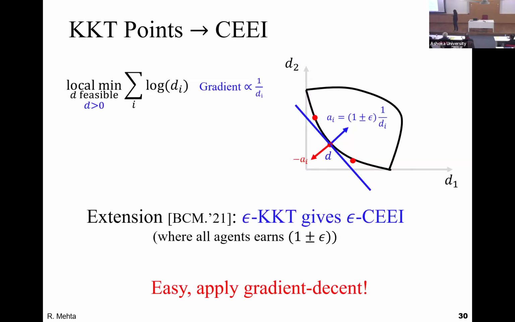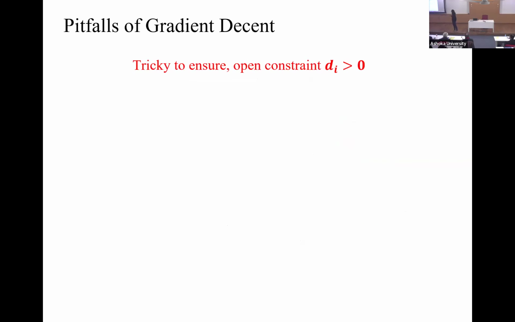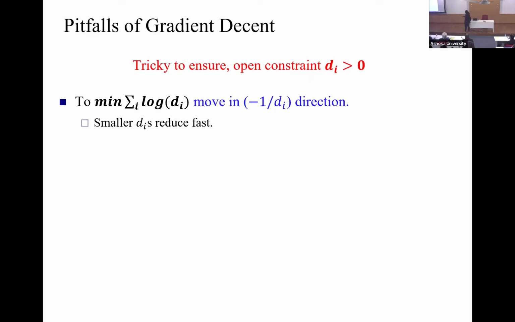So what's the big deal? Just apply gradient descent because it's just the local optima. The tricky thing is to ensure that every distributive value is non-zero, in other words, everybody gets something. So if you try to do the naive or the obvious thing where you move in the direction of the negative of the gradient because you are minimizing, what will happen? You are at some point, you move in this direction. The coordinate which is the minimum DI will decrease the fastest. And essentially, that coordinate will very quickly go to 0.